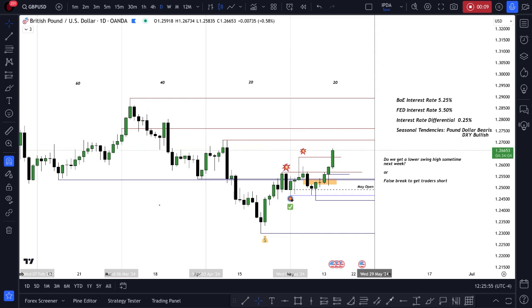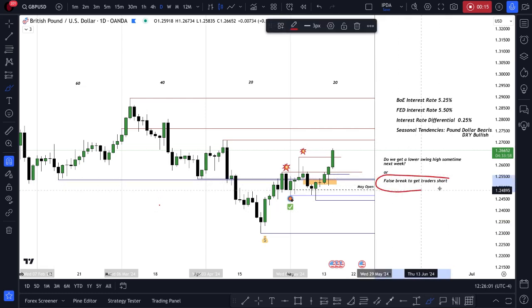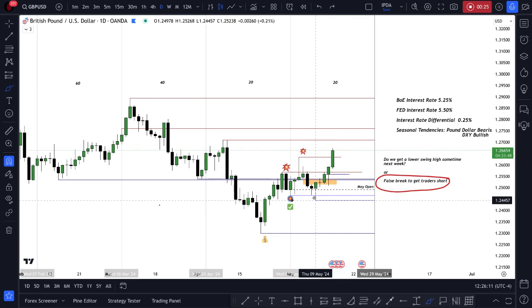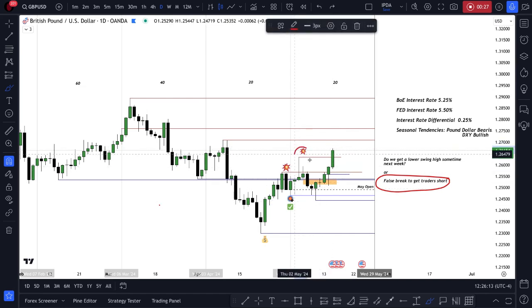As we can see, we got the false break to get traders short. Why did we get this? Because you can see after taking out that swing low, instead of printing a lower swing high and trading lower and targeting sell side liquidity, price continued to trade up and take out this swing high formation here.